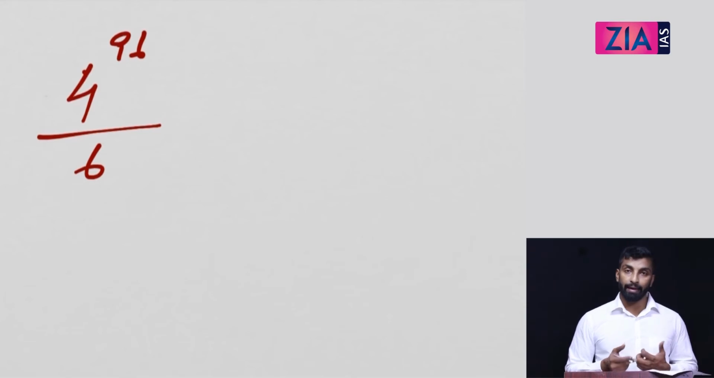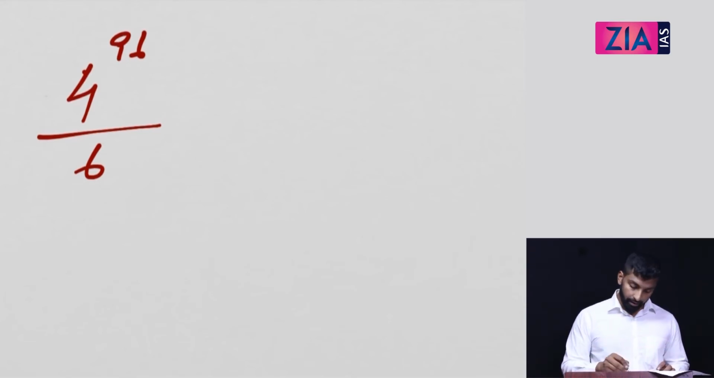Okay, what is the question? 4 raised to 96 divided by 6, what is the remainder? So we can use the property of 4 here. Let me start with, what is 4 raised to 1 divided by 6?